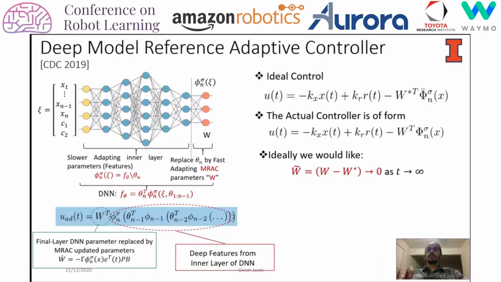The last layer weights W are learned using the standard model reference adaptive control update rule, and the deep feature vector phi of x is denoted as the last layer of the neural network. This neural network is trained in a supervised manner, where the input to this neural network is the state vector and the output is adaptive control values. The weights W are updated at a faster rate relative to feature vector phi of x.